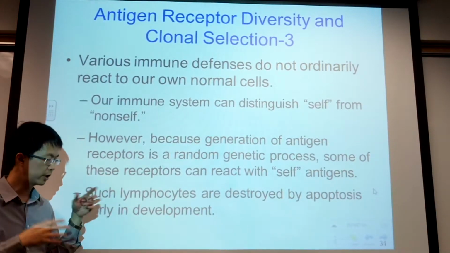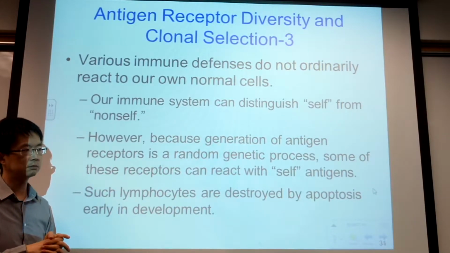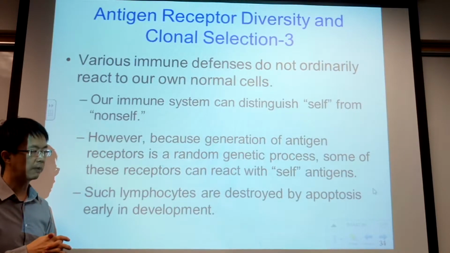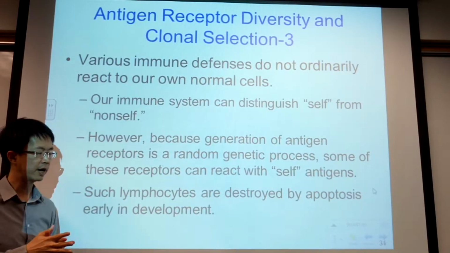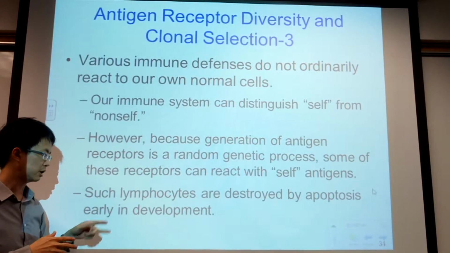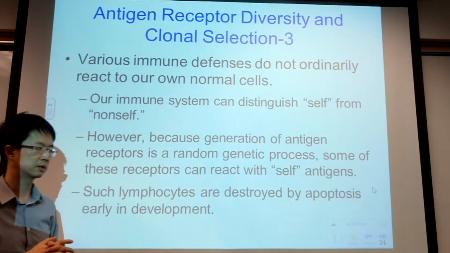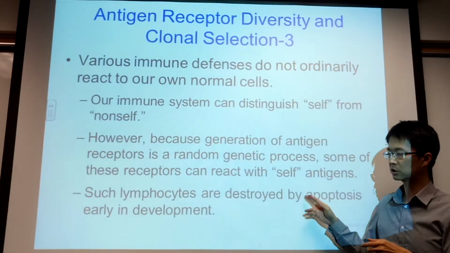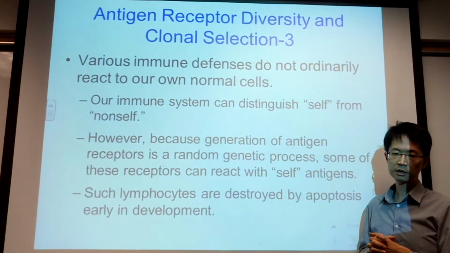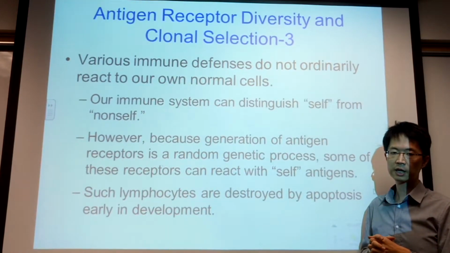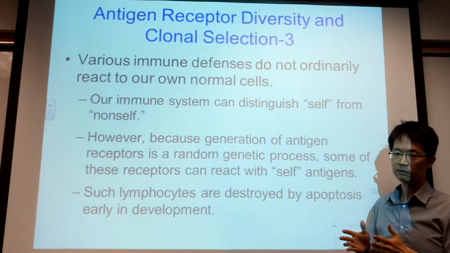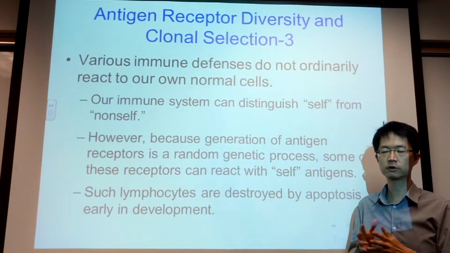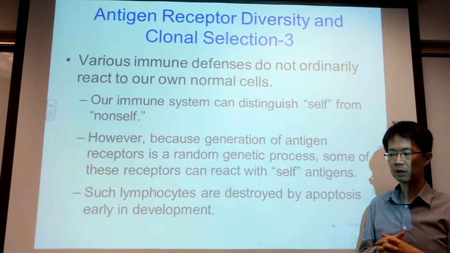Theoretically, if the antigen receptor made by the B cell and T cell by mistake can recognize your self-antigen, then what happens? They will be destroyed by apoptosis early in development. This is in theory. But if your body fails to destroy this kind of lymphocyte, so that the lymphocytes survive and start to attack your own body tissues, we will talk about that at the end of today's lecture. We will talk about some examples of autoimmune diseases.